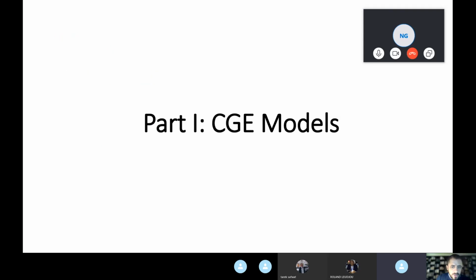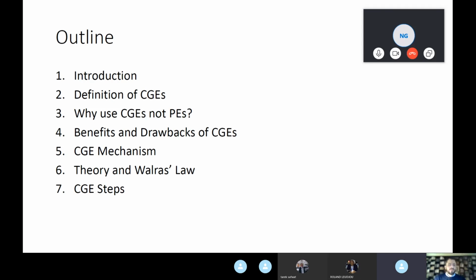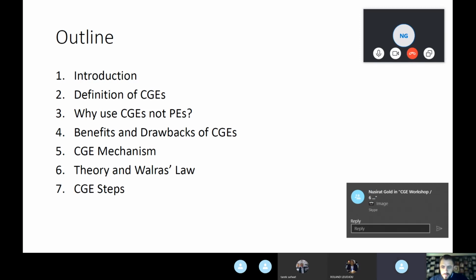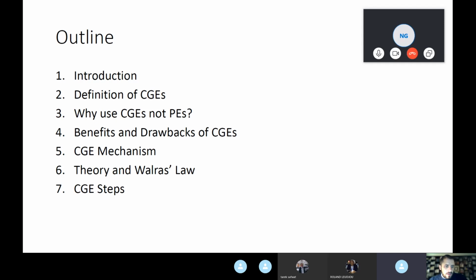Let's start with the first part with the CGE models. So I'll try to cover the following points. What are CGE? Why, in general, can we prefer CGE models to partial equilibrium models, and what are the benefits and the drawbacks as an empirical tool? And finally, what are the mechanisms and the steps in order to run a simulation in CGE models?